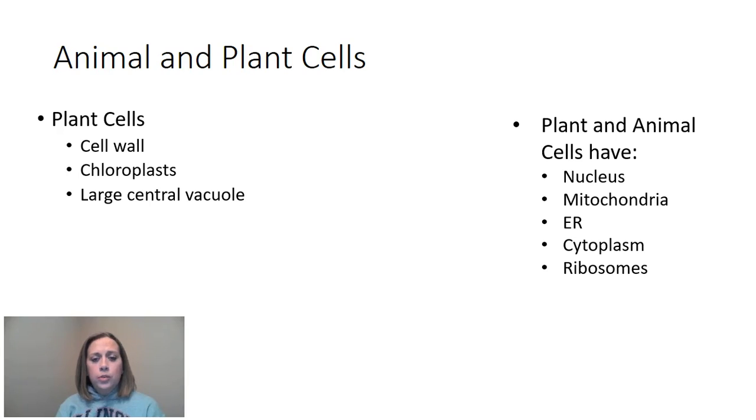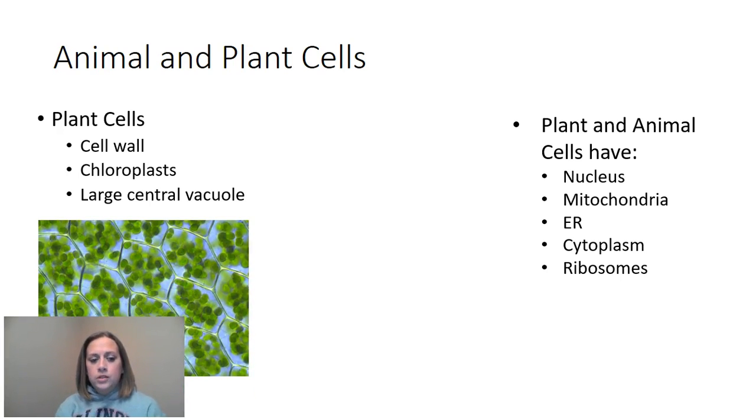Plant cells also have chloroplasts. Chloroplasts are what make leaves look green, and that's where photosynthesis happens. That's why only plants can go through photosynthesis, because only plants have chloroplasts. And then we're also going to be looking for large central vacuoles as well.